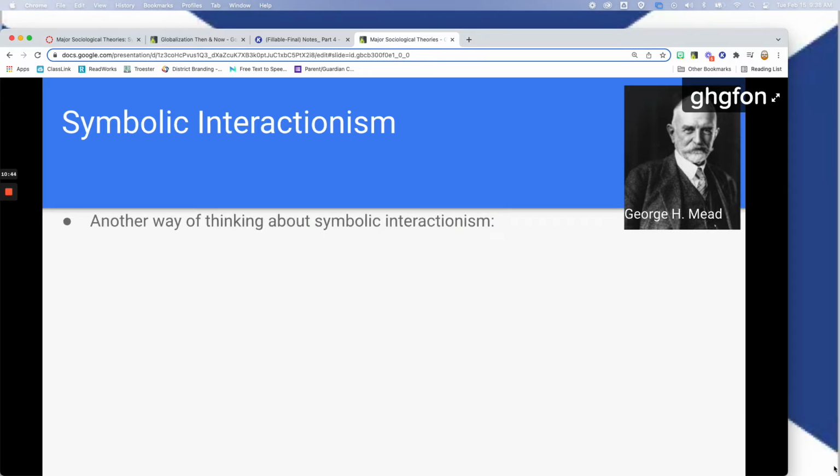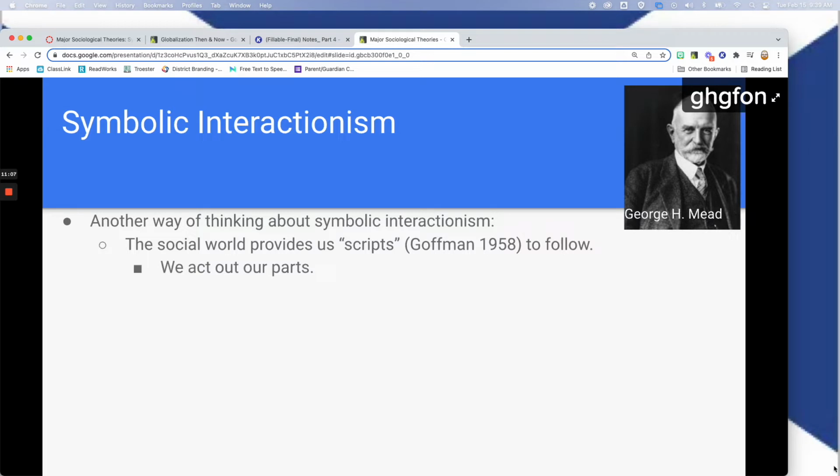Here's another way of thinking about symbolic interactionism that might work, especially for those of you who are in drama or have participated in one of the school plays. This comes to us from Erving Goffman, and the idea here is that the social world gives us scripts to work from. And we act out our parts in the social world based on different contexts, right? We have different scripts for different contexts, and also established patterns of behavior.